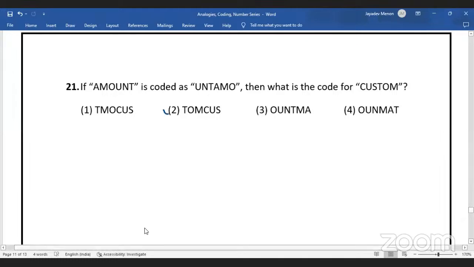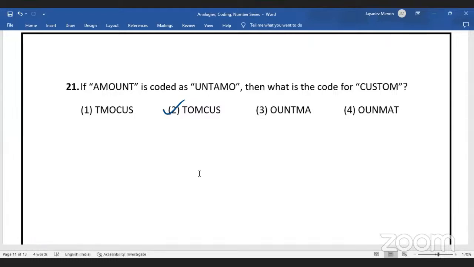TOMCUS. If amount is coded as UNTAMO, then what is the code for custom? So if you are looking at the word amount and its code, we can see that the second half of the word is coming as the first half of the code. And the first half of the word is coming as the second half of the code.